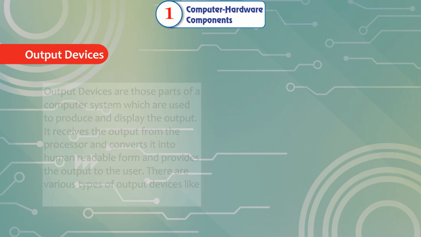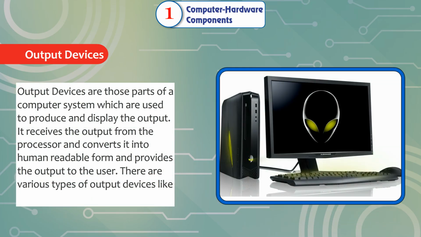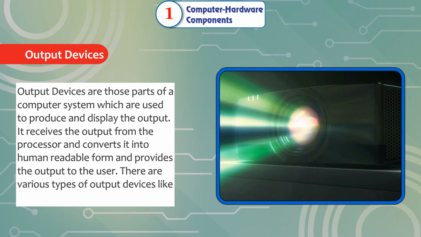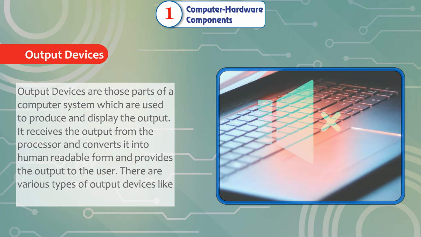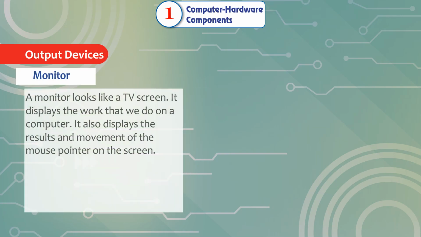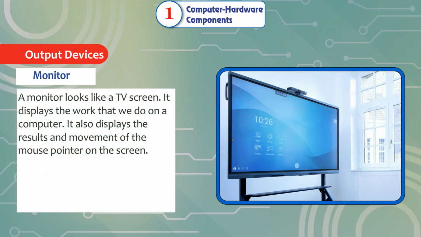Output devices. Output devices are those parts of a computer system which are used to produce and display the output. It receives the output from the processor and converts it into human-readable form and provides the output to the user. There are various types of output devices like monitor. A monitor looks like a TV screen.